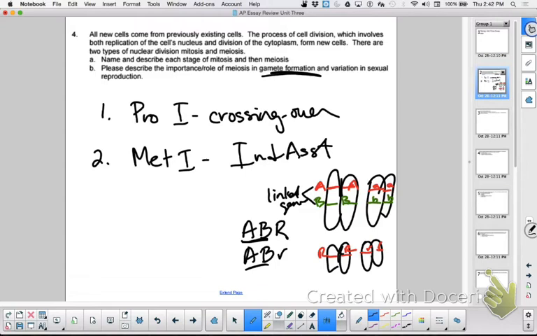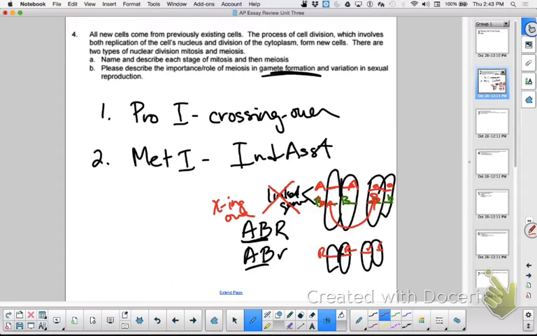The only thing that breaks up independent assortment, the only thing that says no to those linked genes, is crossing over. If these two exchange, then I can end up getting a little b here and a big B here. So now each one of these chromatids is very unique. I have a big A, little b, big A, big B, little a, big B, little a, little b. That's the only thing that's going to break up those linked genes.